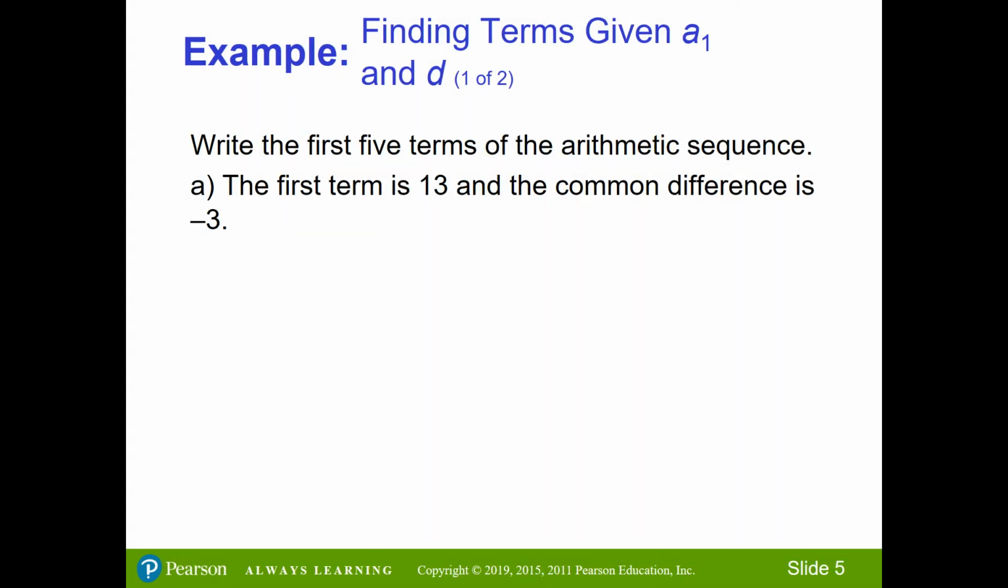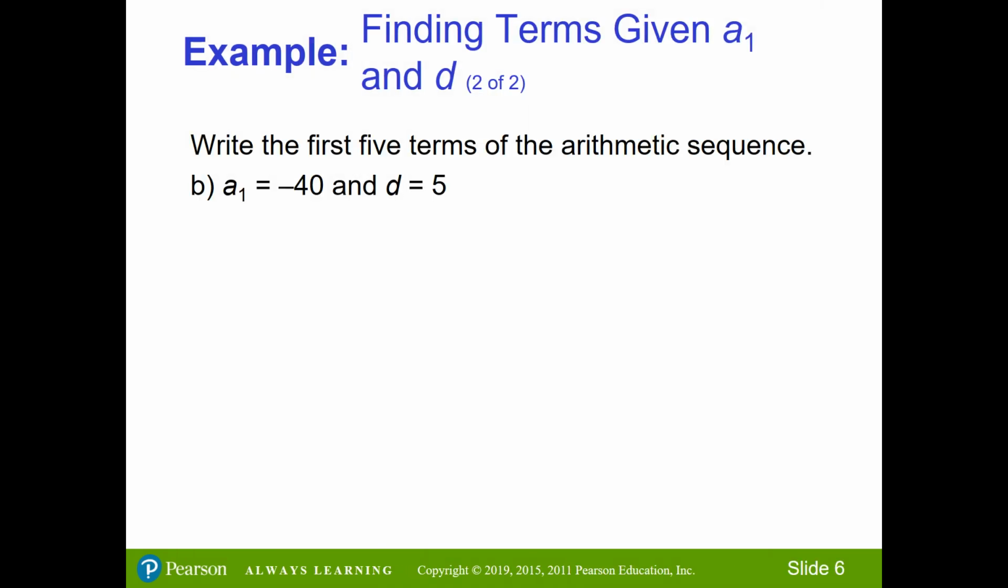I want to write the first 5 terms of the arithmetic sequence whose first term is 13. Okay, there's our first term, and the common difference is negative 3. So subtract 3 from 13, we get to 10. Subtract 3 again, subtract 3 again, subtract 3 again. There's our first 5 terms. Notice the next term in the sequence would be negative 2.